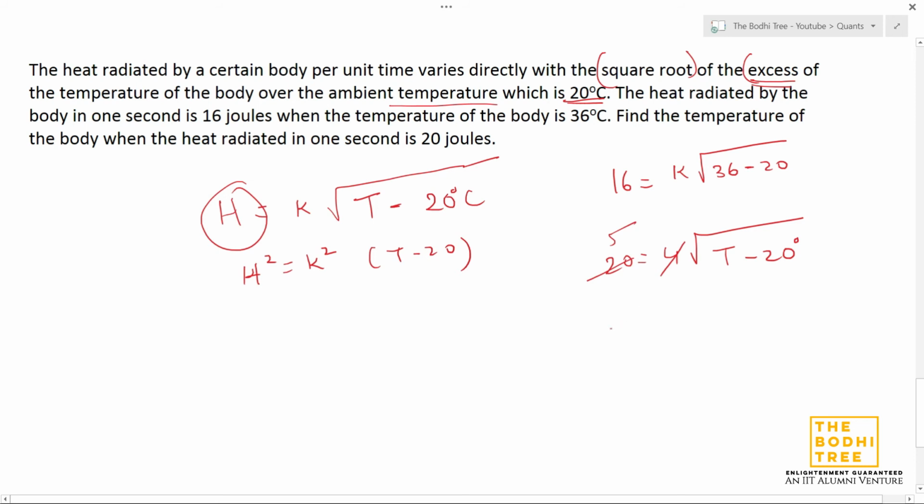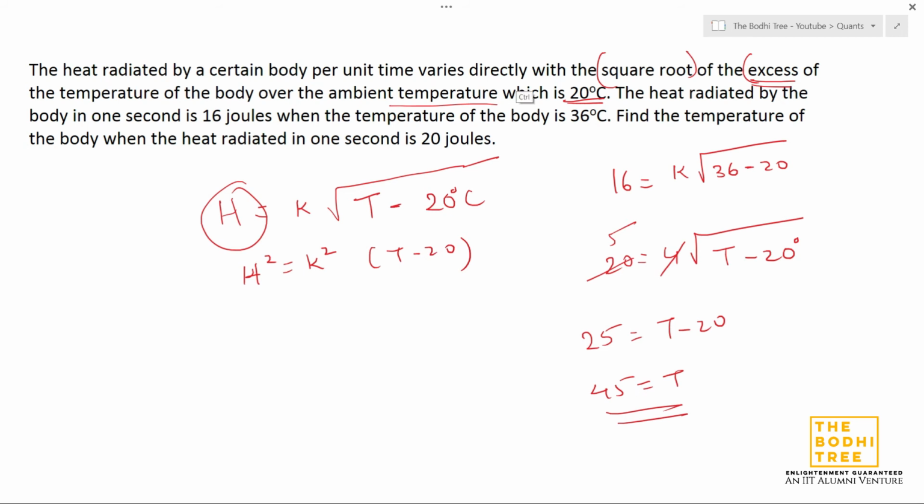4 5s are 20, so if I square both sides, I get 25 is T minus 20. 20 plus 25, 45 is equal to T. So what is the temperature of that body? 45 degrees Celsius, right? Simple question. I hope you have understood.